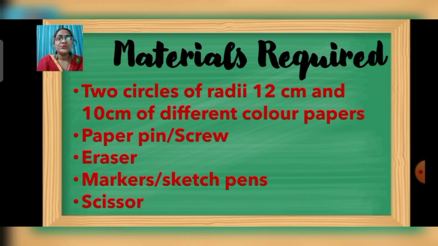And children, to do this project, the materials required are 2 circles of radii 12 cm and 10 cm of different color papers, then a paper pin, or if you don't have a paper pin then you can use a screw instead, then an eraser, markers or sketch pens, and scissors.